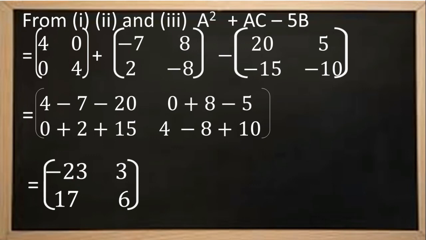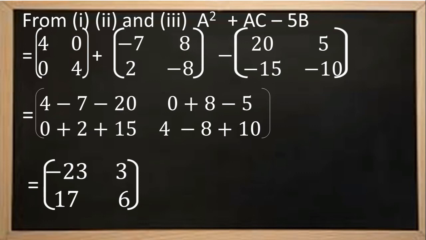Consider the equation A square plus AC minus 5B. Substitute the values of result number 1, 2 and 3. Here we can go with a single step. Consider first, A square first term 4, plus AC's first term, plus of minus 7 is minus 7. Minus 5B is minus 20. 4 minus 7 minus 20 will be equal to minus 23.